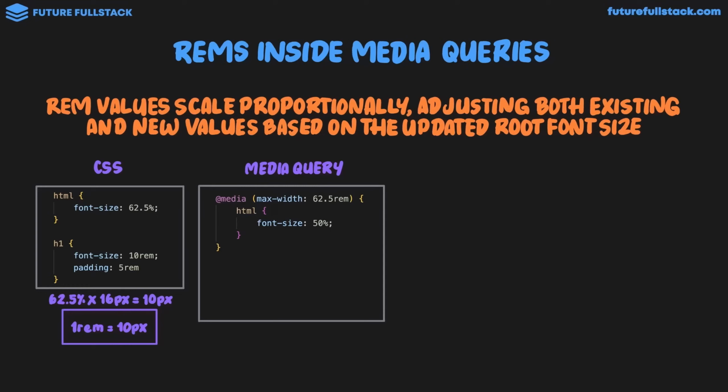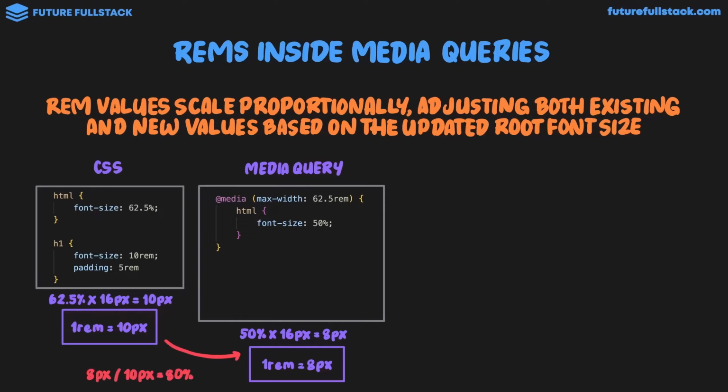What this now means is that for screens less than 1000 pixels, the root HTML font size is 50% multiplied by the default browser font size of 16 pixels, which is 8 pixels, which means that 1 rem is now 8 pixels. So our rem value has now been reduced from 10 pixels to 8 pixels. That is, it has been reduced by 8 pixels divided by 10 pixels, which is 80% of the original size.